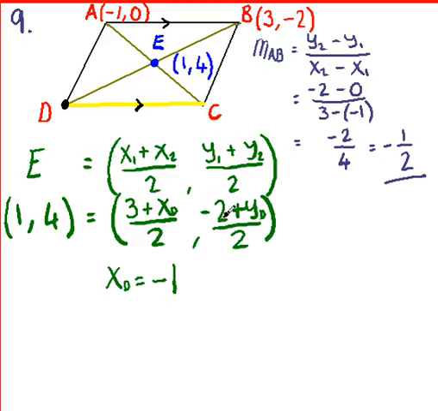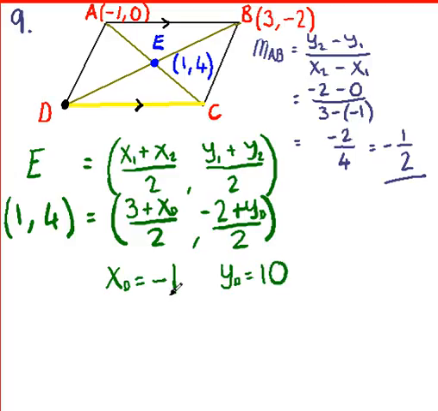If we think about the next part, we've got minus 2 plus yd over 2, and that's going to be 4. So something on the top divided by 2 gives us 4. So that something on the top is going to be 8. So we have minus 2 plus something has to give us 8. That something must be 10. Minus 2 add 10 gives us 8. So that means yd, the coordinate, is equal to 10.